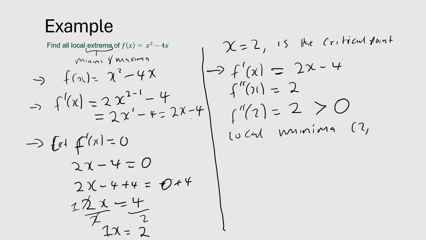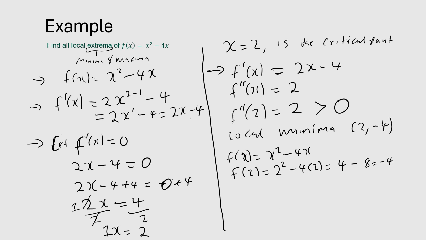And if you want to find the other coordinate, we can write our f of 2. We know our f of x is equal to x squared minus 4x. So f of 2 is, wherever we have x, we substitute with 2. 2 squared minus 4 times 2. And 2 times 2 is 4 minus 8. And this is minus 4. So our local minima is at 2 and minus 4. So that's where we have our local minima.